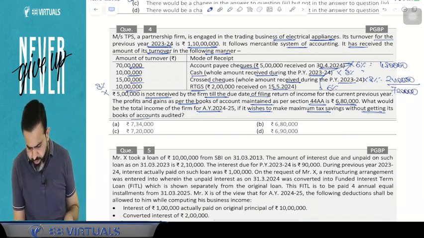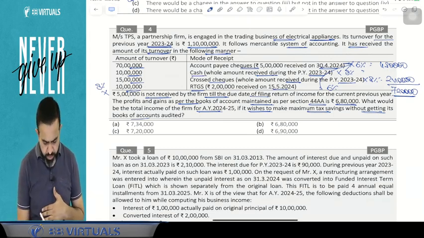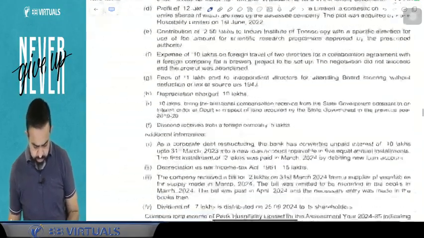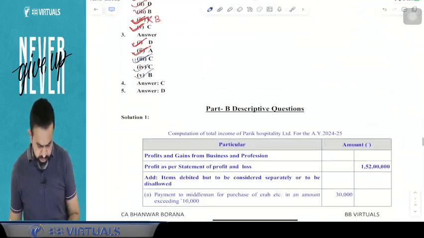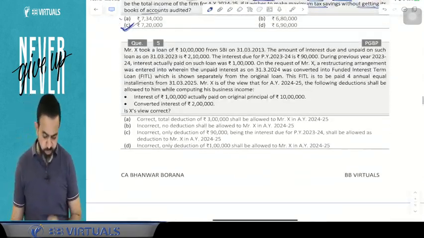So 7 lakh 20,000 is your PGBP income. So I think 7 lakh 20,000, C, is the correct answer. C is the correct answer of this question. Done. Now last part, last MCQ.